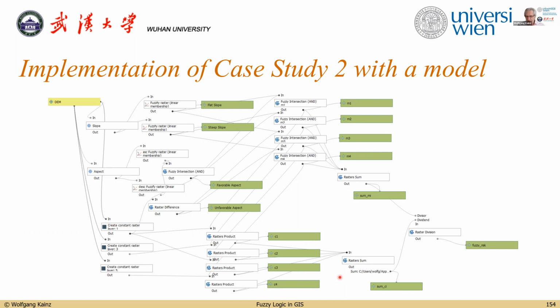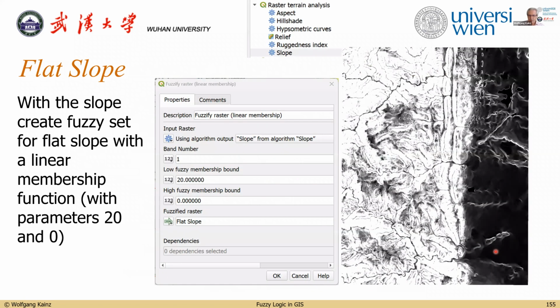And then the last thing that remains is we just need to compute the sum of our C values, which I do here. This is the sum of the C values. Then we need the sum of the M values. And the last step is the division of the sum of the C values by the sum of the M values, which gives us the final result. So it's a pretty straightforward and simple model, but let's walk a little bit through the individual steps.